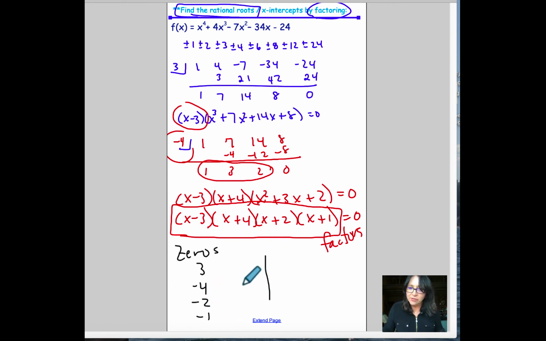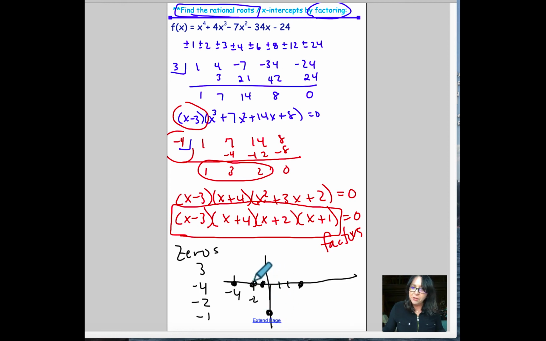And just a little sketch and prelude to tomorrow. 1, 2, 3, we have a -4, 0. We have a -2, 0. And we have a -1, 0. We also have a y-intercept of way down here at -24.